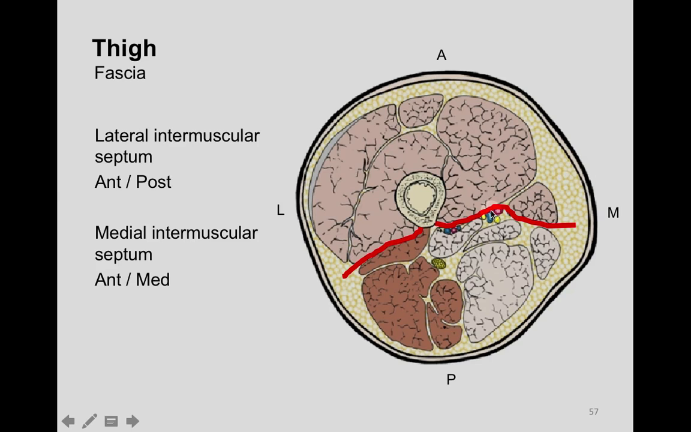Now, these compartments are defined by different intermuscular septa. The lateral intermuscular septum is going to split the anterior from the posterior compartments of the thigh, whereas the medial intermuscular septum will separate anterior from medial. So think of the intermuscular septa as extensions of the fascia lata of the thigh that come in between the muscles and attach onto the femur. So they're going to form compartments. Within these compartments, we'll find the following muscles.